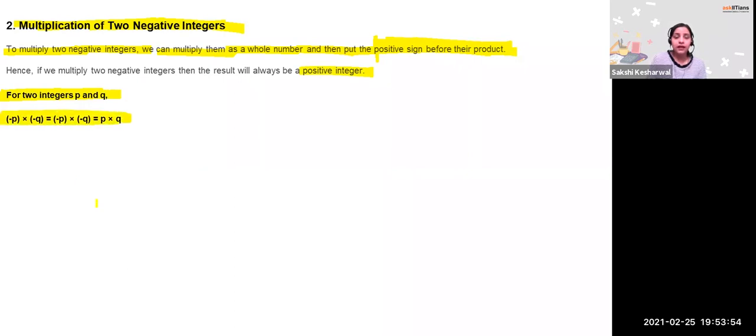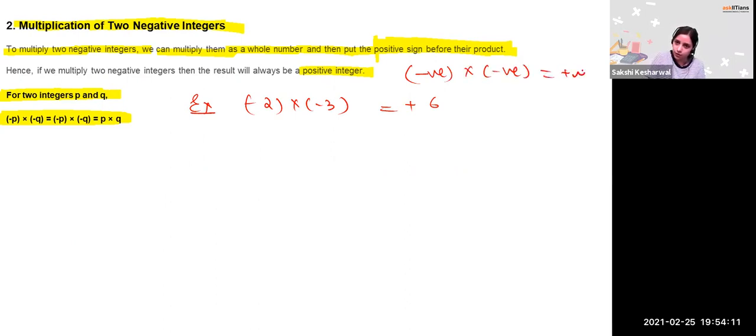This is the most important thing, that if you multiply any two negative integers, what will be your answer? So if I say, for example, -2 into -3, what will be your answer? 2 into 3 is what? 6. And negative into negative will become what? Beta, positive. So here negative into negative gives you positive, right?